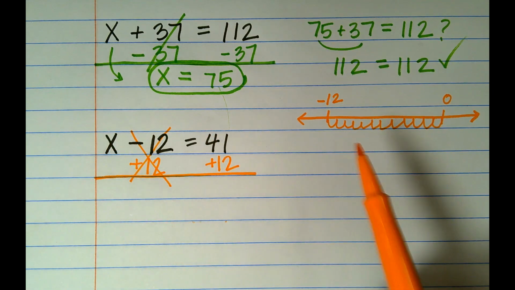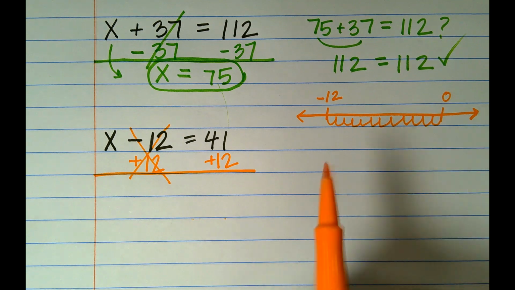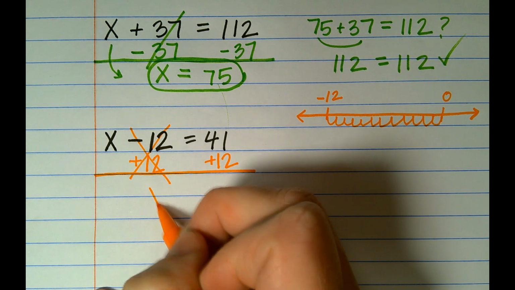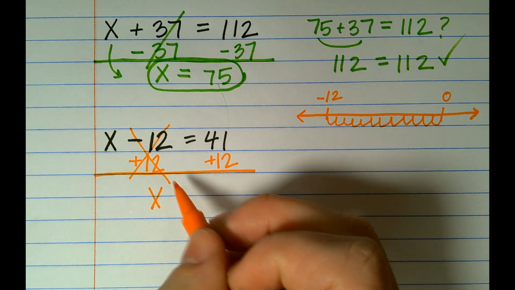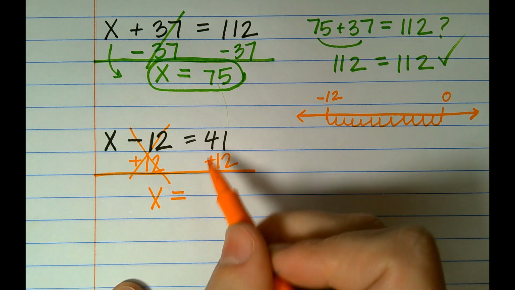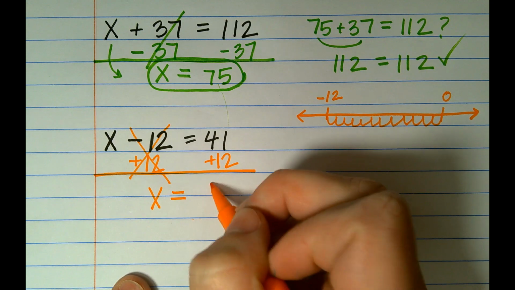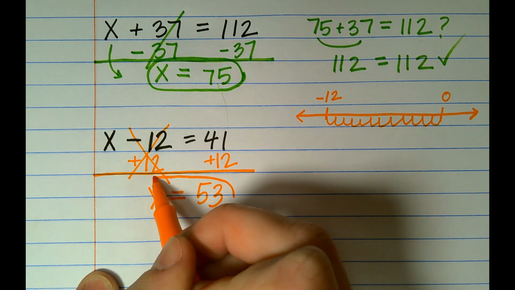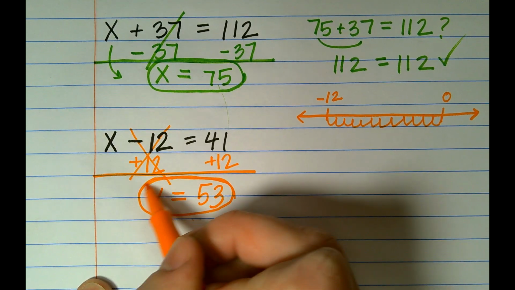My 12s cancel. Bring down my x. Bring down my equals. And you just add 41 plus 12. What is that? 53. Good. That is so good.